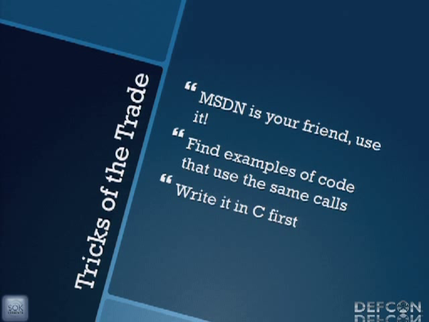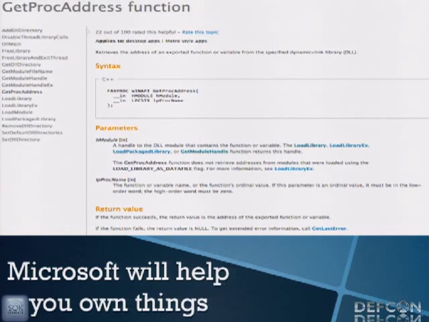Because you're doing this weird transition from Ruby into C, and sometimes things don't behave the way you expect them to. So if you write it in C and look at it in memory at the time, you can know exactly what to expect, and then when you go to do it on the Ruby side, it goes much faster. It's kind of like Microsoft wants to help you own their systems.